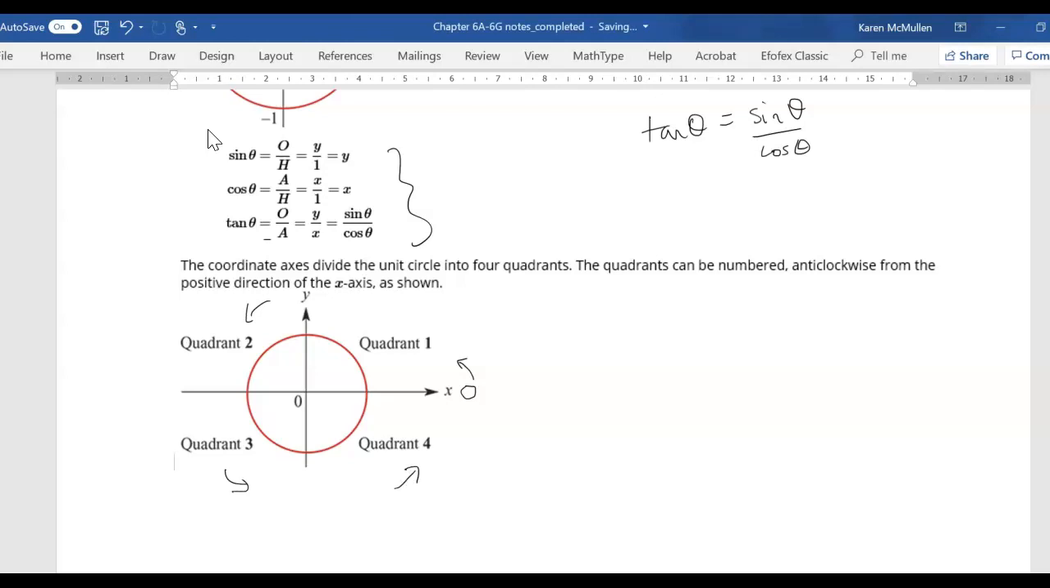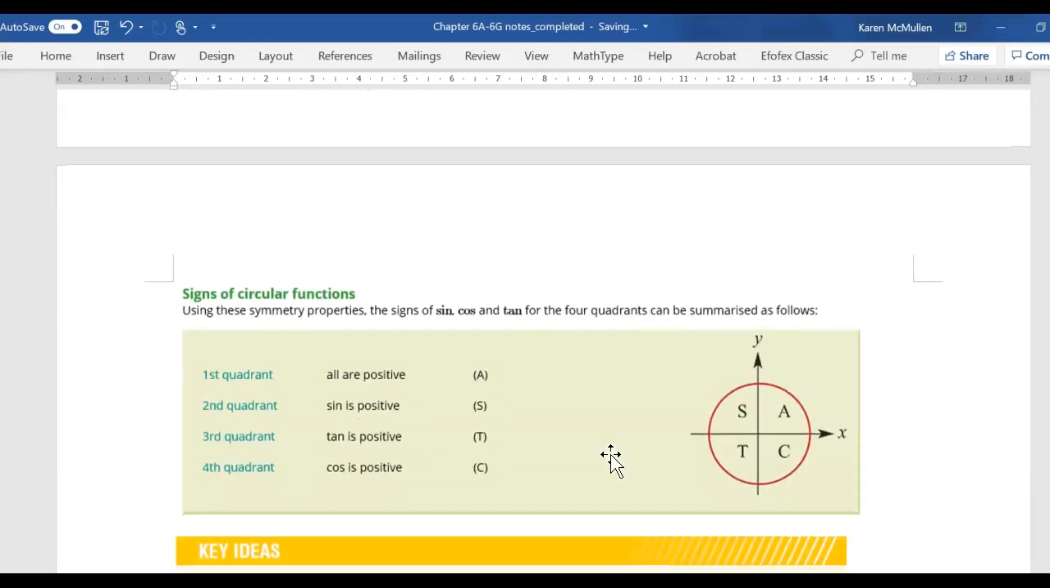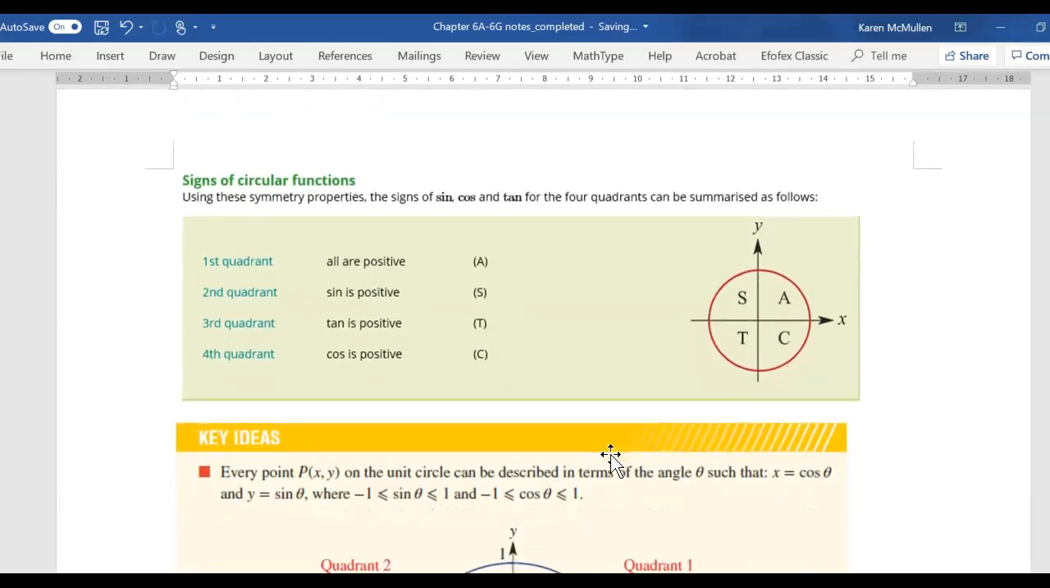All right, so that's important to remember. Now, in quadrant 1, quadrant 2, quadrant 3, and quadrant 4, sine, cos, and tan are either negative or positive, depending on which quadrant you're in, and I think that's what we're going to go into in the next one. All right, so the signs of circular functions.